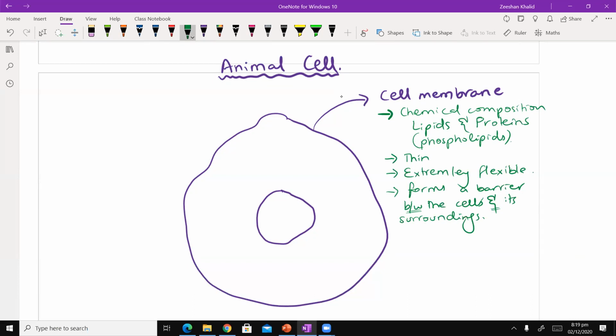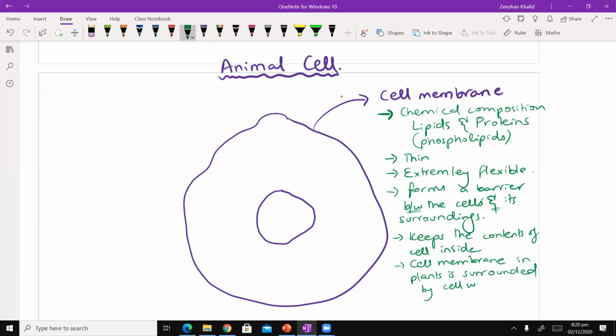Okay, so it forms a barrier between the cell and its surroundings, and it also keeps the contents of the cell inside. All right, and then the cell membrane in plant cells is surrounded by, tell me, what is it surrounded by in the plant cells? Cell wall. Cell wall, well done.